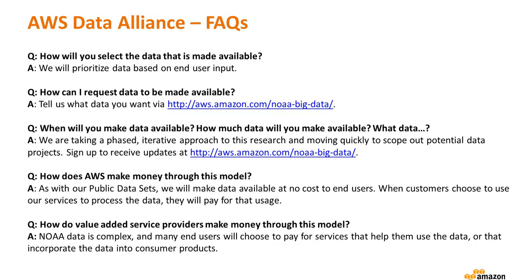And so it's via that model that really valuable data available on AWS can be a sustainable business model for AWS. And then for those of you who are value-added service providers, how do value-added service providers make money through this model? Bottom line, the NOAA data is really complex stuff. So many end users aren't able to use it on their own, and they're going to choose to pay for services that help them use the data, or services that incorporate the data into consumer products. And you can see the multi-billion-dollar industries that have already been built up around NOAA's data, whether it's the weather industry or insurance or others, that prove out the viability of this model under the right circumstances.